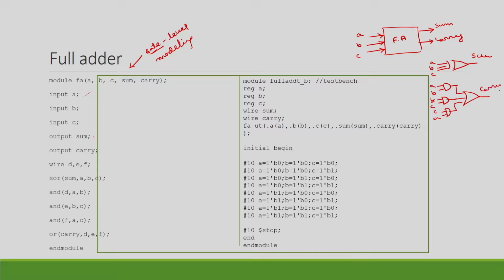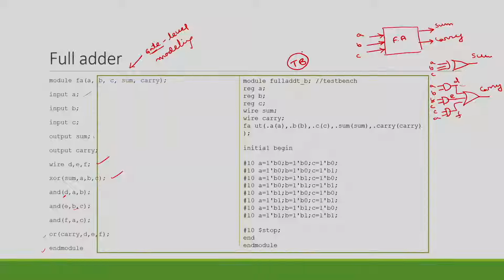This is carry. So, here we require 3 wires D, E, F. Exclusive OR will give sum directly. D is nothing but the A, B output, E is the B, C output, F is the C, A output, and finally we take the OR operation between these, which gives carry. And then end module.